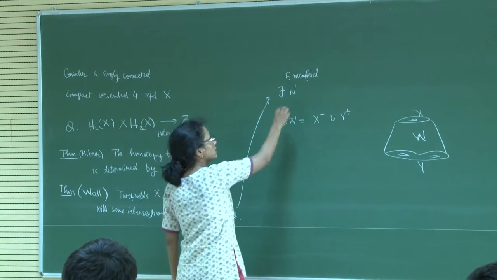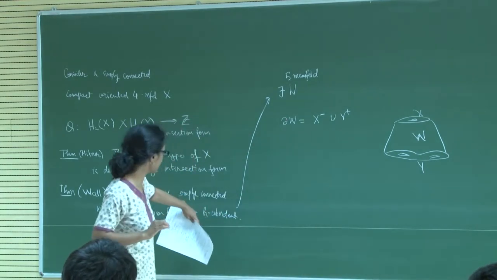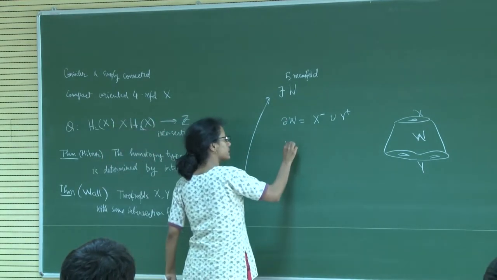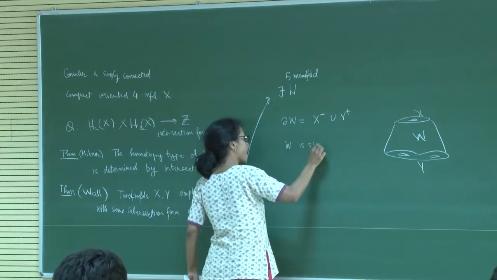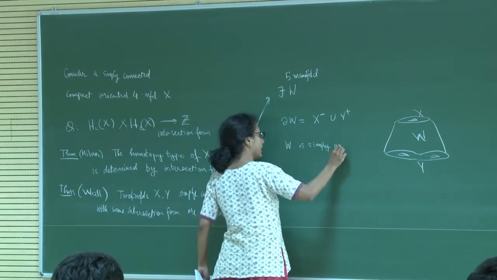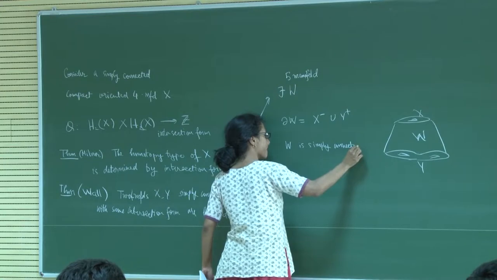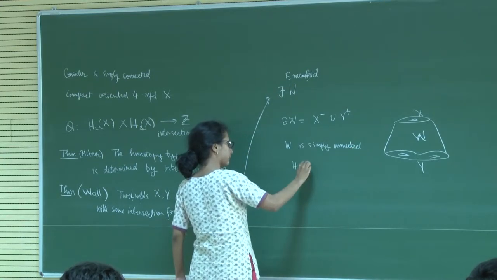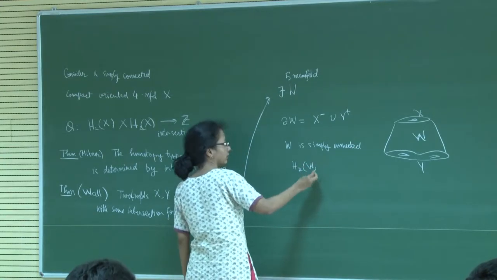And it's special, it's not just a cobordism, it's an h-cobordism. That means that W is simply connected, and it does not have relative second cohomology.